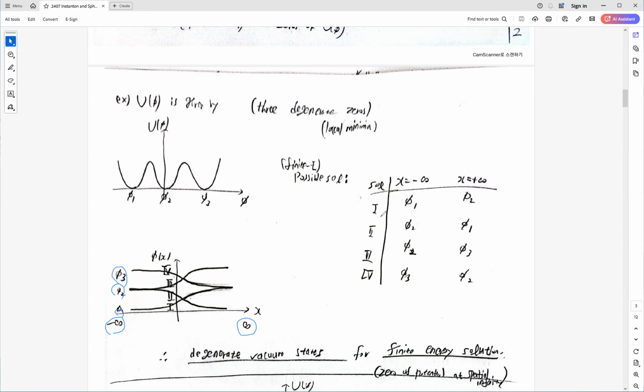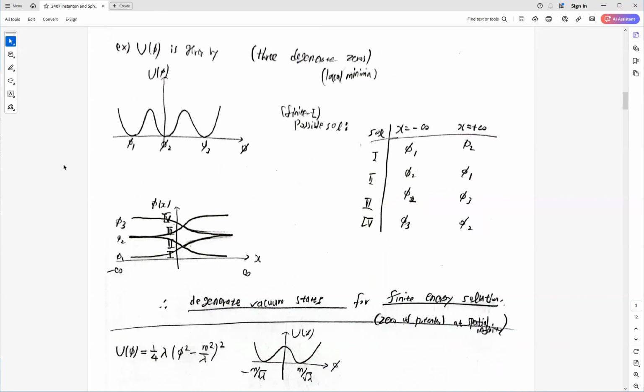For example, in solution 1, at x equal to minus infinity, phi is equal to phi 1, but at x equal to infinity, phi is equal to phi 2. So this solution corresponds to tunneling from phi 1 at minus infinity to phi 2 at infinity. And there are also possible solutions 2, 3, and 4. So it requires degenerate vacua for finite energy solutions to obtain non-trivial behaviors. This is an important point.